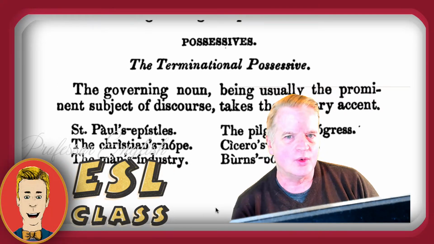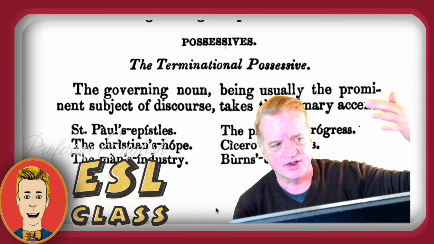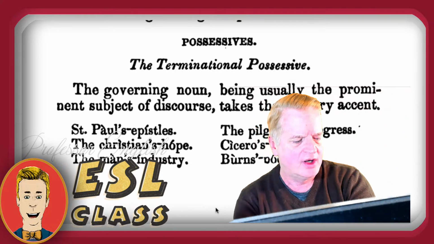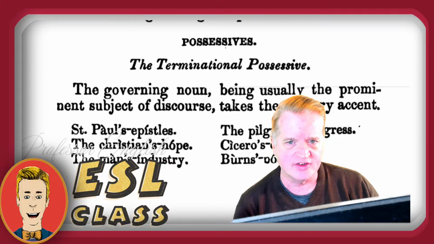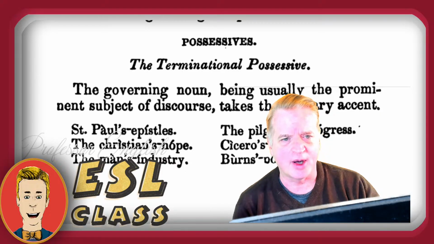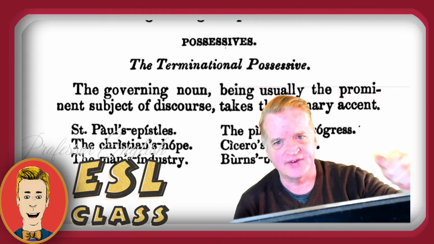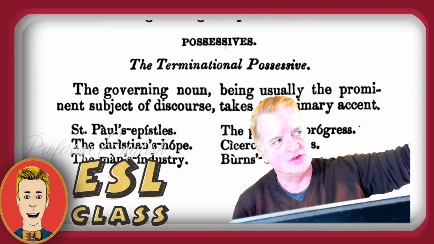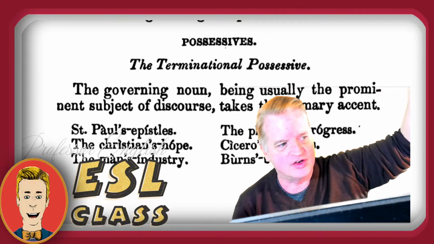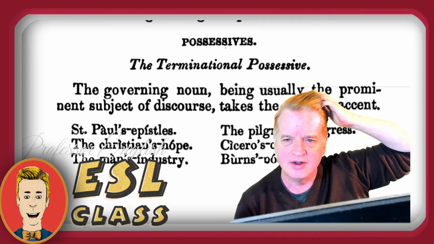All right, so they're talking about which words to emphasize, and they're giving you some advice or rules about which words to emphasize in whatever situation. And right now they're talking about possessives. When you have a possessive with an S, that's why it says terminational possessive. Terminate means ends, and terminational means ends with the S. That's the way you make the possessive.